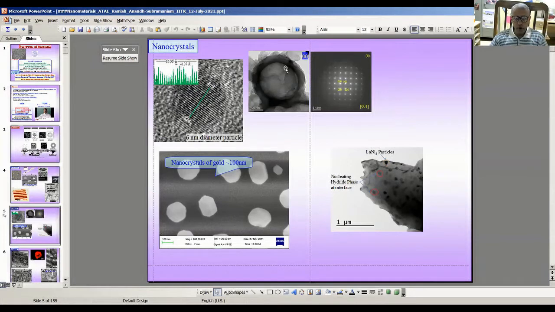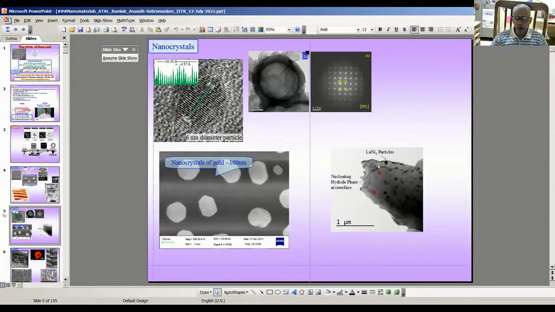Then you have hollow structures. So this is a hollow single crystal, which is again in the nanoscale. It's about 100 nanometers. You can see the scale bar here. And how do you know it is a single crystal? When you take a selected area diffraction pattern, you see that it is hollow but single crystal. Then you see nanocrystals of gold here on the left-hand side. So you can see these nanocrystals have faceted surfaces.